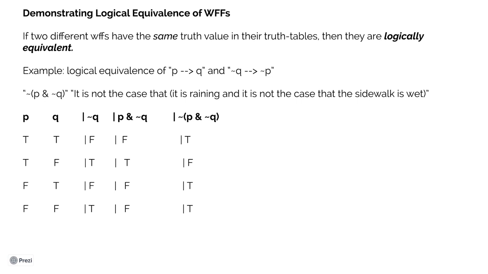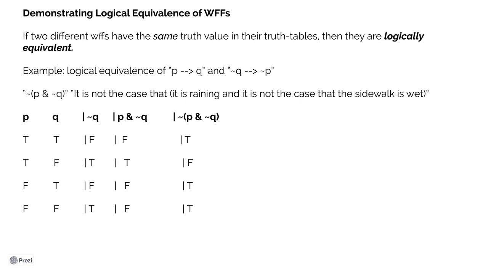Or, it is not the case that it is raining and it is not the case that the sidewalk is wet. Once we work out our table, we see that the overall truth value of the proposition is: line one is true, line two is false, lines three and four are both true.